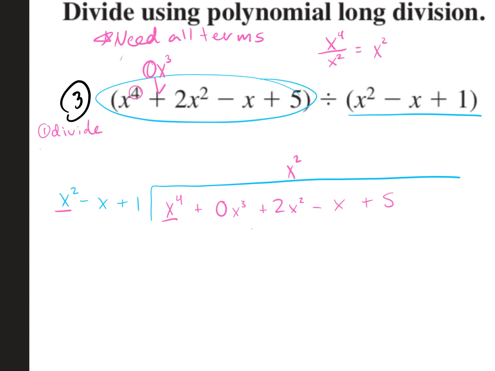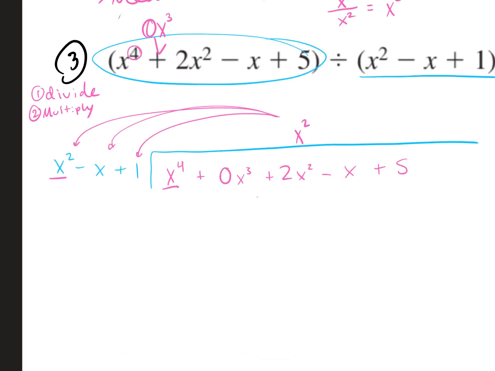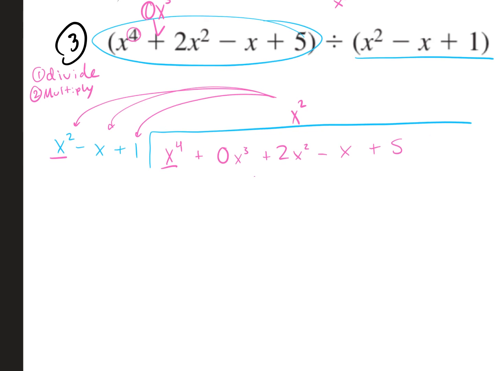Once I divide, step 2 is multiply. So we multiply x squared times everything out front. So here we have 3 terms out front, but it's the same steps. We have another term that we have to make sure we multiply by. So x squared times x squared would be x to the 4th power. X squared times negative x would be negative x to the 3rd power. And x squared times 1 would be x squared.